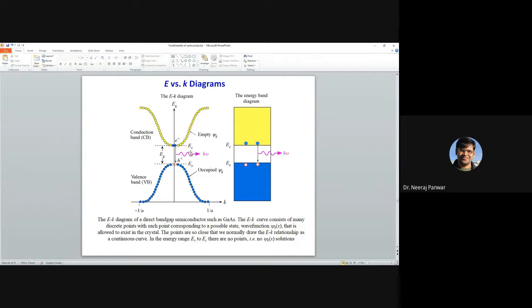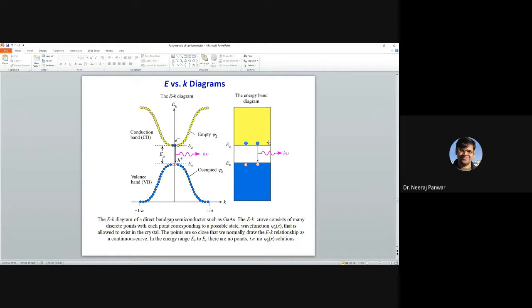So this type of method is also used to calculate the band gap of semiconductors. If we shine light which is equal to the band gap of this semiconductor, then we can promote the electrons from the valence band to the conduction band, because that photon will be absorbed here. So the energy of that photon will be equal to the band gap of the semiconductor. So this is used to calculate the band gap of semiconductors.